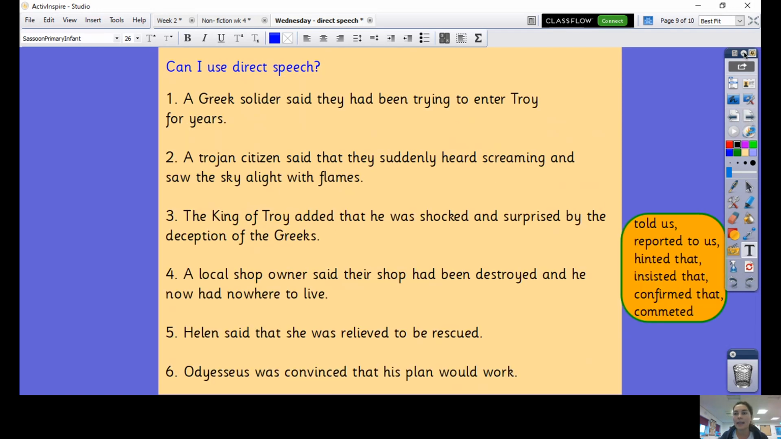So here are your sentences. I've got the little hints on the side that you could use: commented, reported, told us. Here are all your sentences that I would like you to turn into direct speech, okay? So do not forget those speech marks. Give yourself maybe 15 to 20 minutes to have a really good go at this, okay? And we're looking forward to seeing your work. Don't forget that punctuation. Off you go.